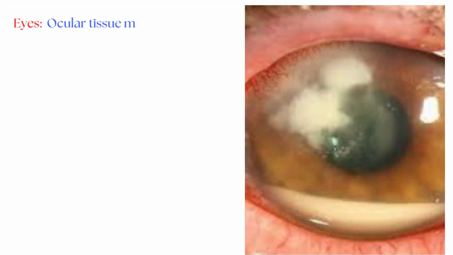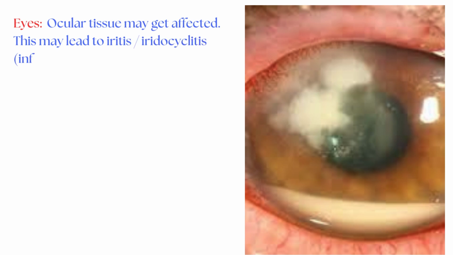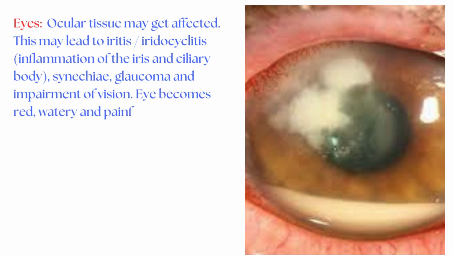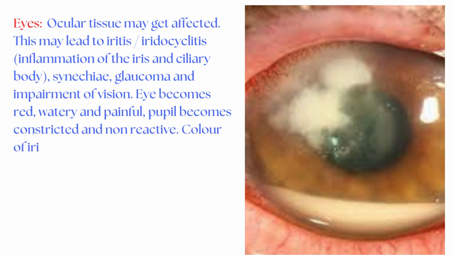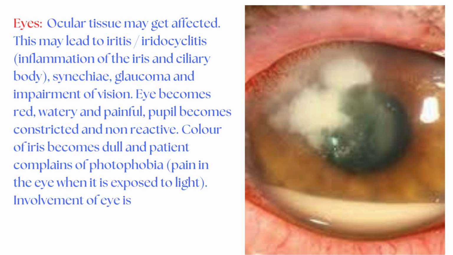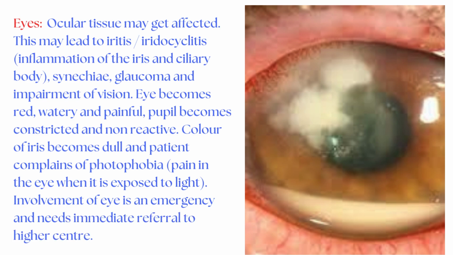Eyes. Ocular tissue may get affected. This may lead to iritis/iridocyclitis, inflammation of the iris and ciliary body, synechia, glaucoma, and impairment of vision. Eye becomes red, watery, and painful, pupil becomes constricted and non-reactive. Color of iris becomes dull and patient complains of photophobia, pain in the eye when it is exposed to light. Involvement of eye is an emergency and needs immediate referral to higher center.